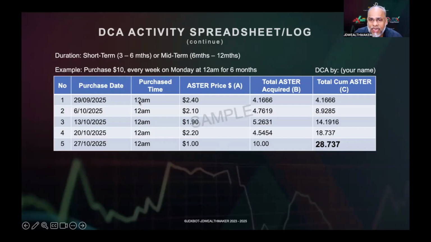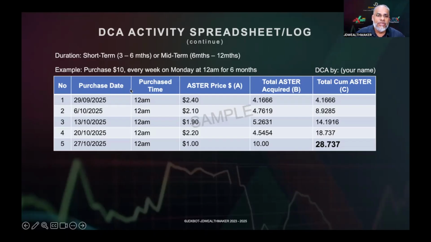These are the proposed contents of the spreadsheet. For example, I have written here: I want to purchase $10 every week on Monday at 12 a.m. for 6 months. Make sure you write these things down. As I mentioned, everything must be done consciously. That shows that you are serious about wealth building. DCA is done by who? Please put your name there. This is your spreadsheet. It could be on your whiteboard, your laptop or your desktop. It doesn't matter, but make sure it is there.